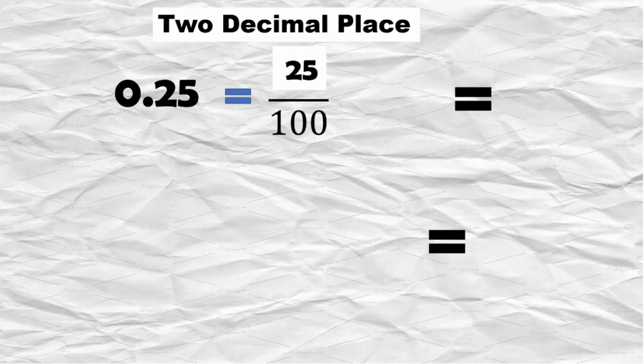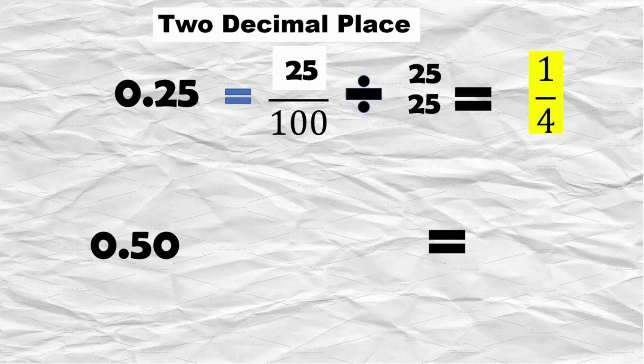May lowest term pa ba ang 25 and 100? Yes, it has. So 25 and 100, saan natin siya pwedeng i-divide? Kay 25. So 25 divided by 25 is 1, and 100 divided by 25 is 4. Okay? So 0.25 is equal to 1/4.